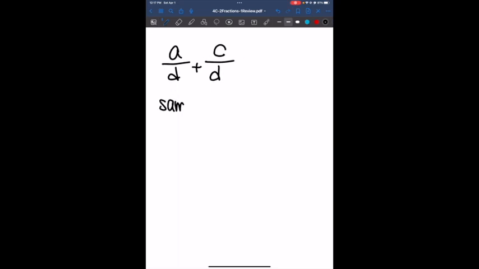We have that, and we're also going to do a basic review for addition as well, and subtraction. So when we have the same denominator, let's say we have A over D and C over D, the denominator is both D. Then we have the same denominator.